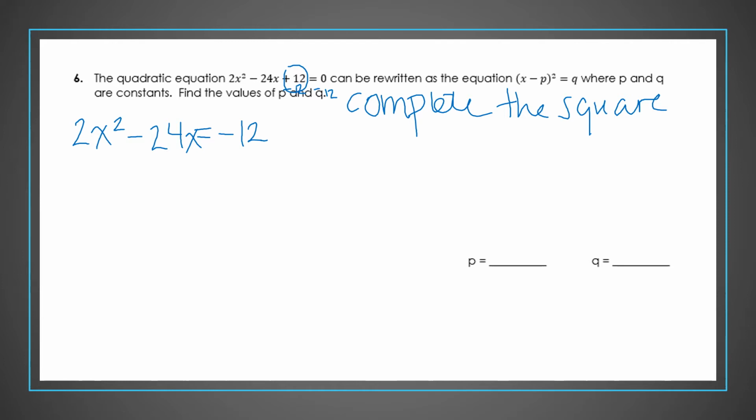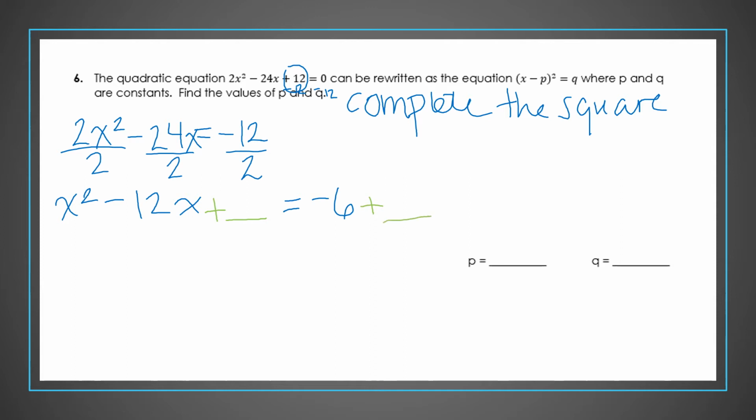The next step is whatever a is, divide by a, because you want a just to be 1. So since a is 2, we're going to divide all of our terms by 2. If a was already 1, you could skip that step because dividing by 1 will not change anything. That is going to give us x squared minus 12x equals negative 6. If you remember, when we did this, after that step, I left space because we were going to find that number that would make the trinomial factorable.